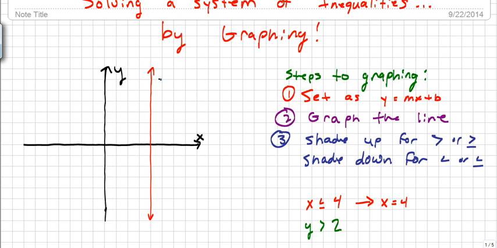And that is less than, so I'm going to shade to the right or to the left. And if you're confused about which way to shade, pick the point 0, 0 right here and say, does that work? Is 0 less than 4? Yes. So I'm going to shade this side. Doesn't have to be perfect.